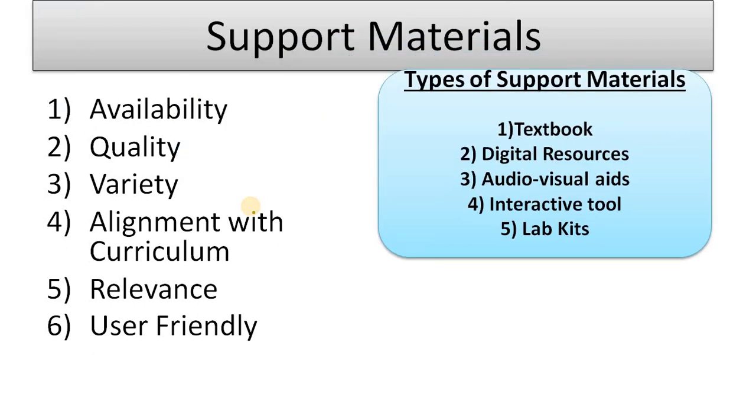Now we have to understand what type of support materials or aids we get. It can be textbooks, digital resources, audio visual aids, interactive tools. Interactive tools means all those tools that can be helpful for discussion. It can be Google Meet, digital boards, like that. Lab kits are also very, very essential. Within digital resources we have so many things. We have PDFs, videos, ebooks, and many more.